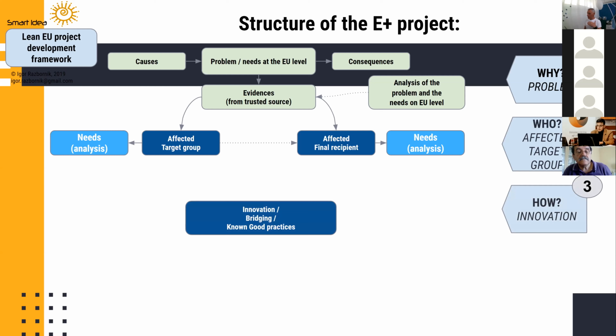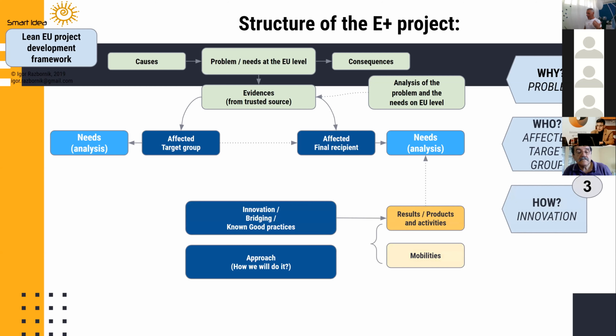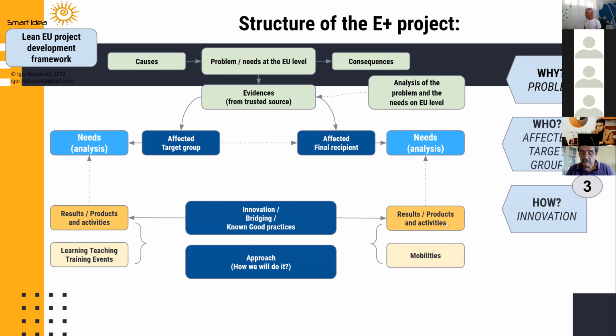How the innovation works, we will cover next time: what the innovation is, what the bridging process is, and how to use known good practices. But whatever approach we take, the results we prepare need to respond to that analysis. So if we prepare products and activities for kids to go outside and play more, we need to provide maybe a different set of games for them. This could be one result.